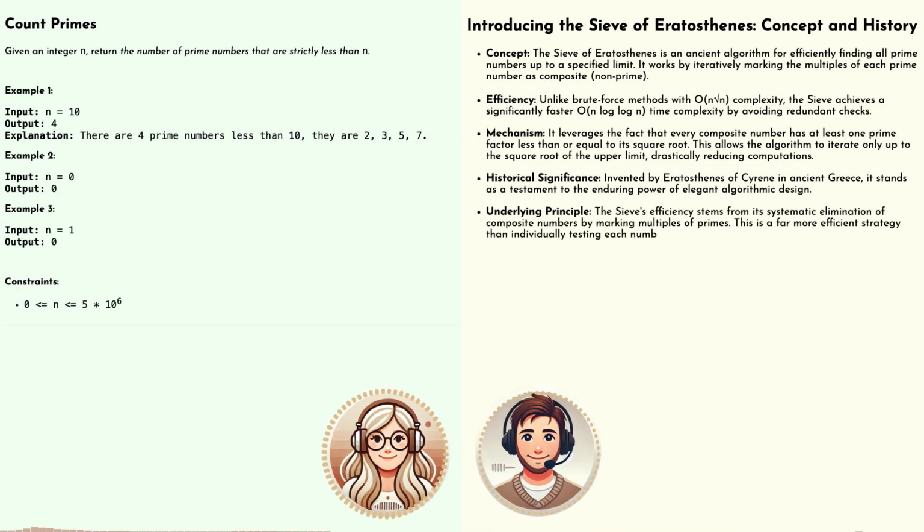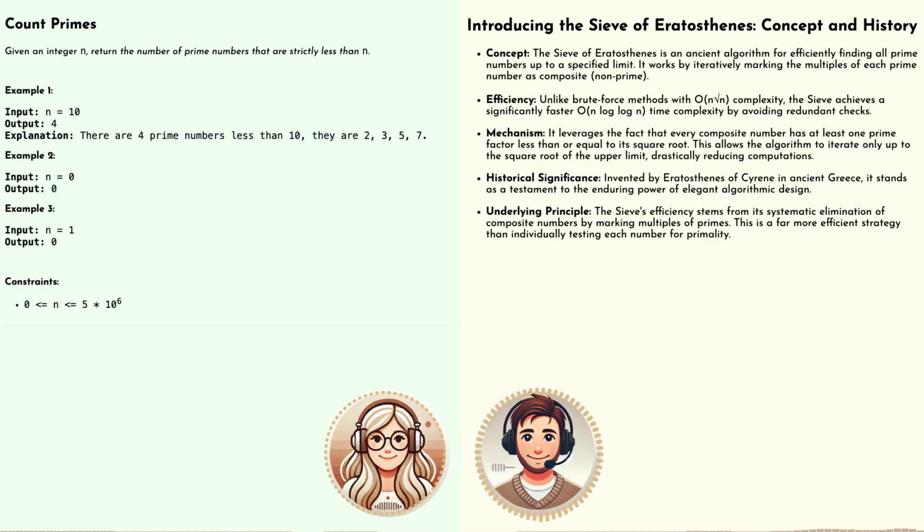So picture a grid with all the numbers from 2 up to our target number n. The idea is that we're going to go through and sift out all the numbers that aren't prime, so we're only left with the primes. I'm imagining an actual sieve, separating the good stuff from the rest. Exactly. We start by assuming all the numbers are potentially prime. Then we begin with the first prime number, which is 2. We mark it as prime, and then we get rid of all its multiples, like 4, 6, 8, and so on, because we know they can't be prime.